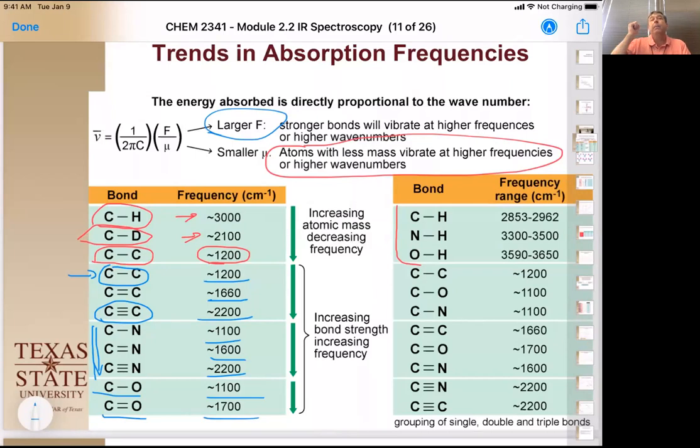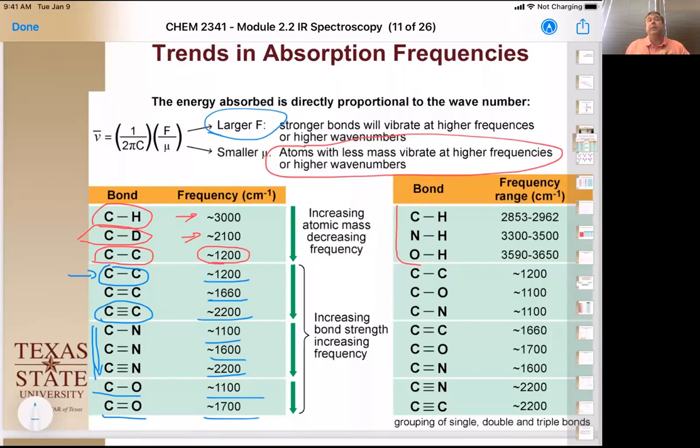So mass affects the frequency. The light mass elements like hydrogen have the highest frequencies. Bond strength affects frequency. The stronger the bond, the higher the frequency. Do we understand why we have different frequencies associated with those different types of bonds?